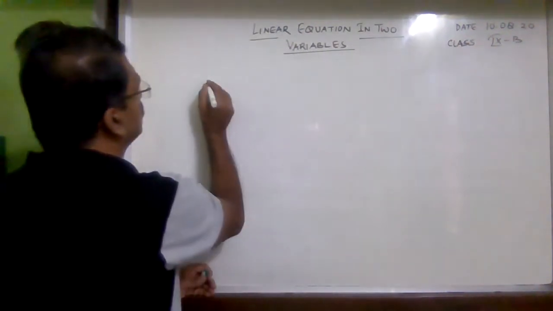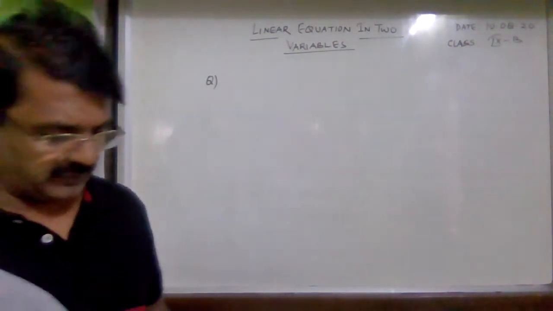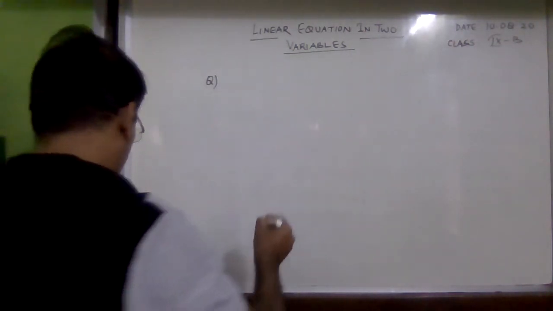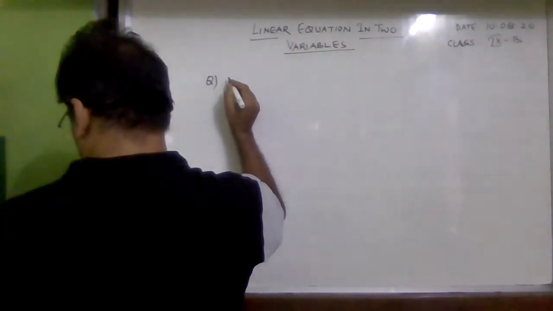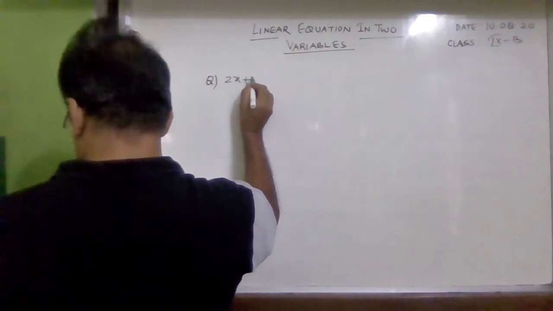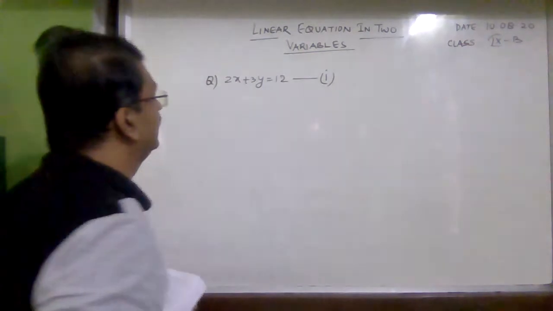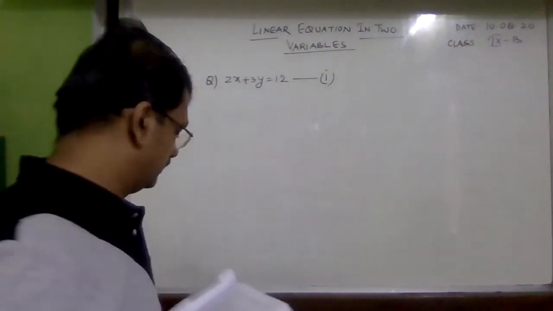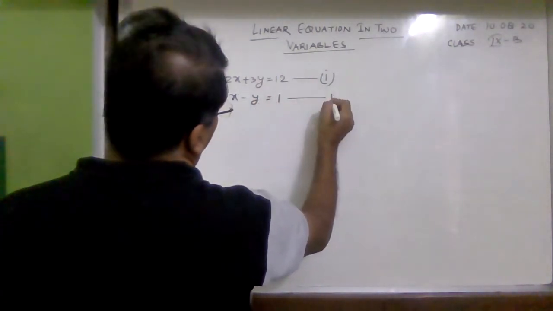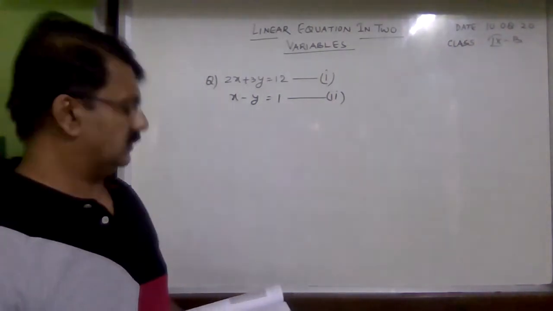Okay, the next question. Once again, they have given two equations, 2x plus 3y is equal to 12. This is a linear equation in two variables, and x minus y is equal to 1, again a linear equation in two variables.